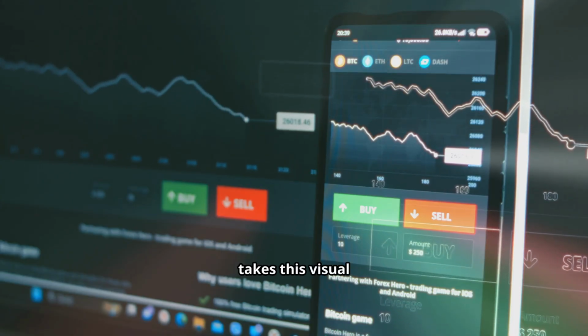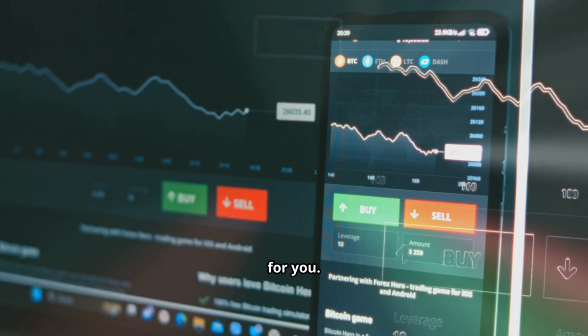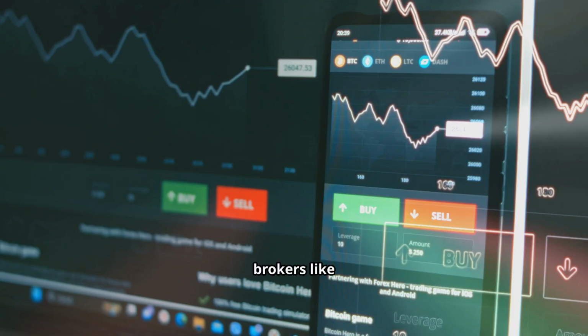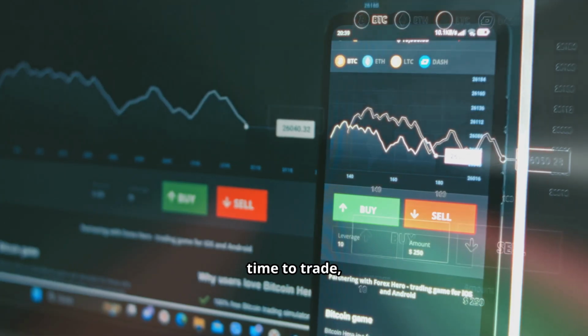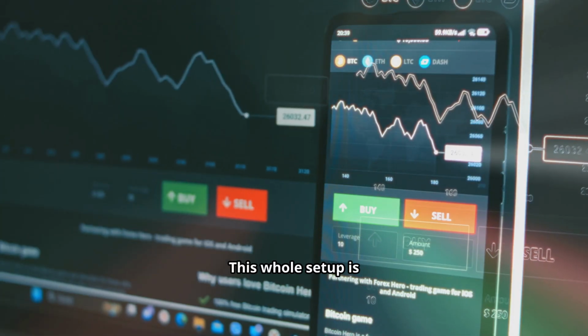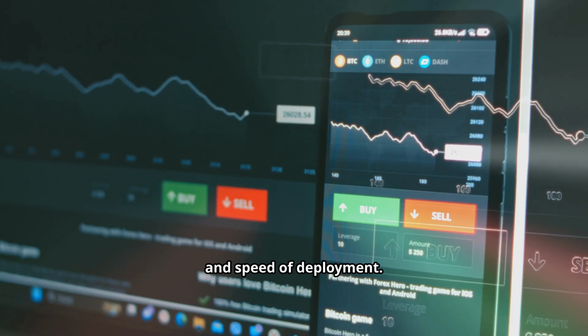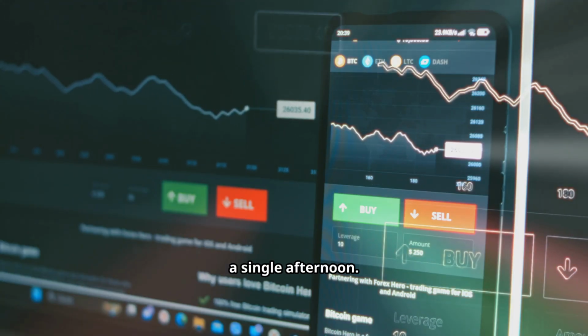The platform then takes this visual map and translates it into code that can execute trades for you. It connects right to your brokerage account. Many integrate with major brokers like TradeStation or Alpaca, so when your bot decides it's time to trade, it just happens. This whole setup is built for speed. Speed of creation, speed of testing, and speed of deployment. What used to take months of coding can now be prototyped in a single afternoon.